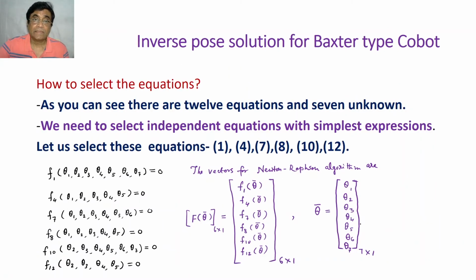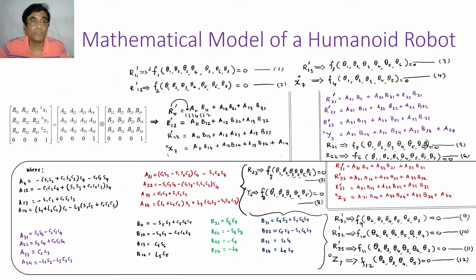Great. And then how to select the equations, as you can see that you have 12 equations and 7 unknowns. So we need to select independent equations, otherwise the solution you will get is ill-conditioned, with the simplest expression. Independent equations we will have to take. Okay, and let us select these equations. You see, we have selected equation numbers 1, 4, 7, 8, 10 and 12. So while selecting, be careful.